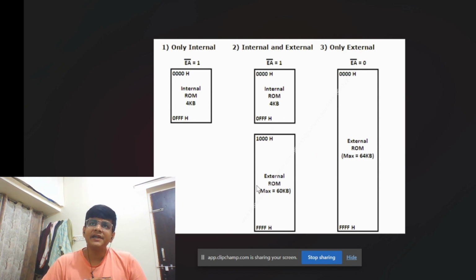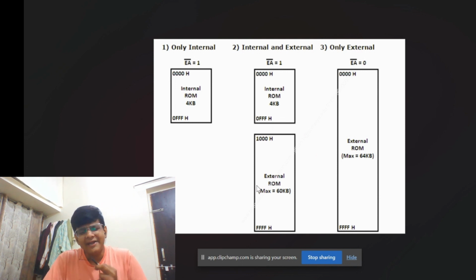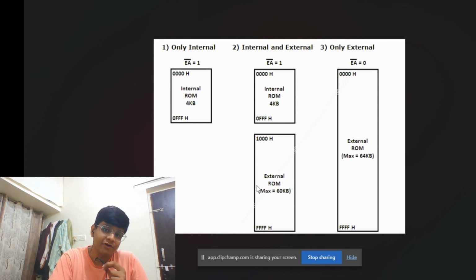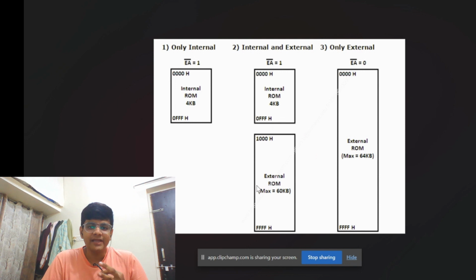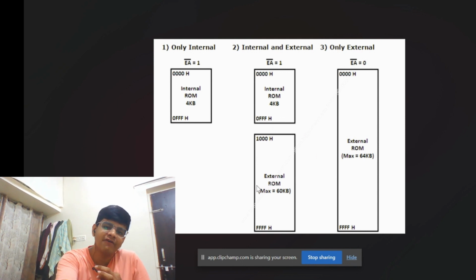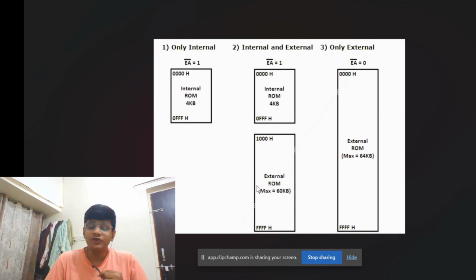But suddenly some programmer gives it an address location of 1000H. So it is clear in its mind that address 1000H can only be present in external ROM. It cannot be present in internal ROM, because internal ROM does not have a sufficient number of address locations. It only has 000 to 0FFFH, that is 4 KB of memory. So the remaining 60 KB of memory can be accessed from the external ROM.